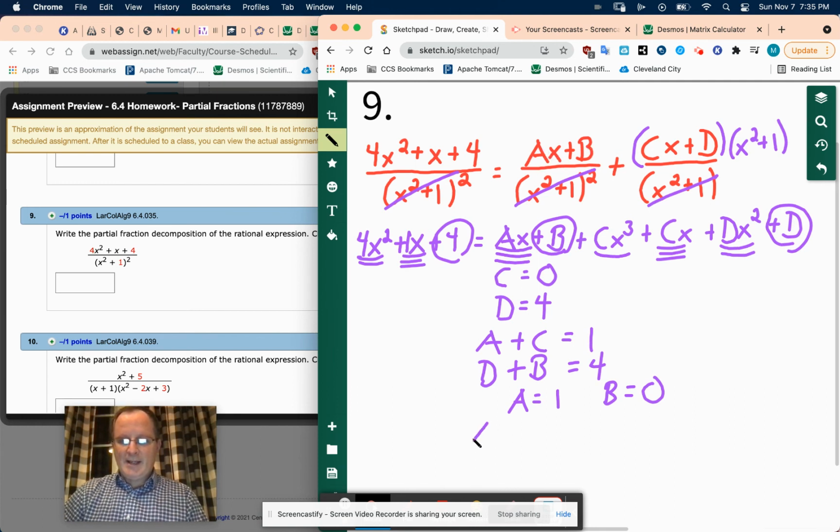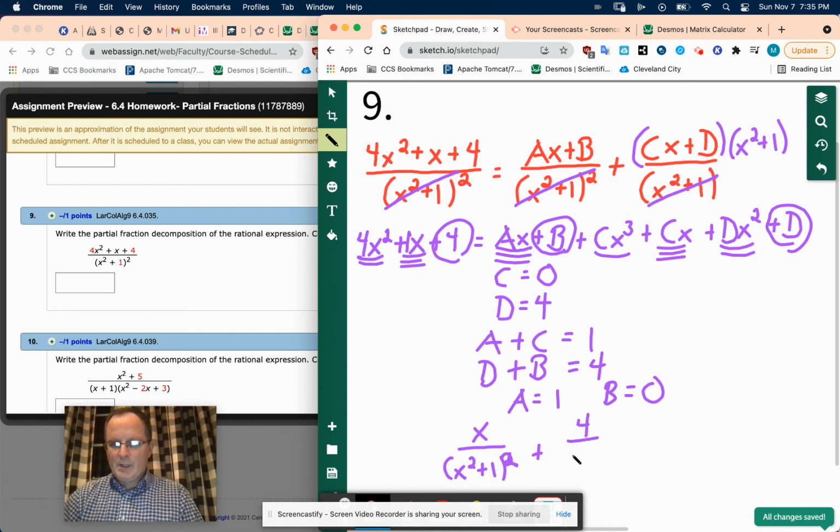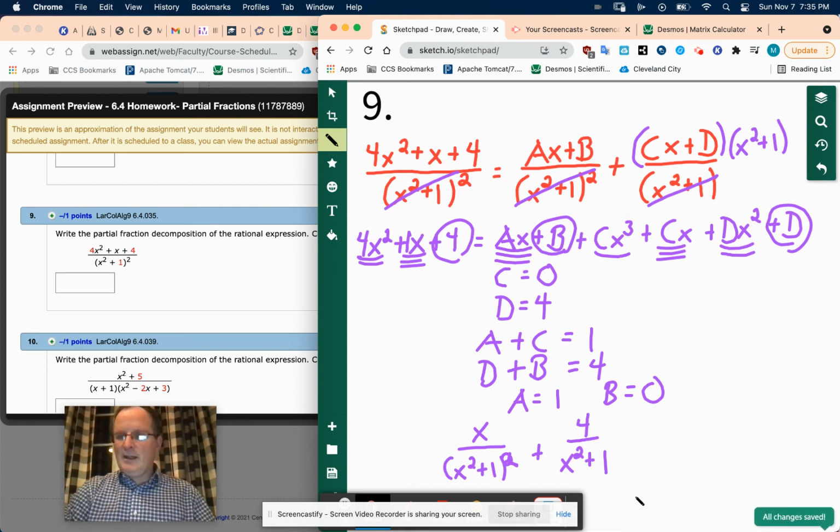So I've got an x over x squared plus 1 squared, because a was 1 and b was 0. And then over here with the cx plus d, we have c of 0 and d's got to be 4. So if d is 4, then it's just going to be 4 over x squared plus 1. Okay, and that does it. So type that in and away we go.